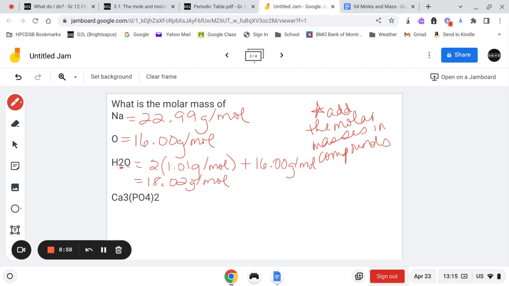Now, here comes a big compound. This is calcium phosphate. And same thing, I got to add up all of these elements. So I have an element of calcium, but I have 3 of them. I have 1 phosphorus. I have 4 oxygens. But this is a polyatomic ion, and I have 2 of those polyatomic ions. So I have to take into account all of these little details when I come up with my molar mass. So we're going to start here, and let's start with calcium. Okay, I have 3 calcium atoms. So I'm going to write 3 times the molar mass of calcium.